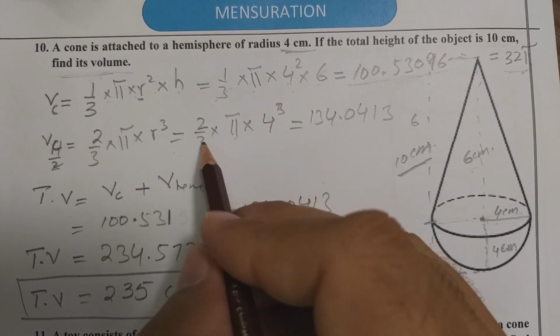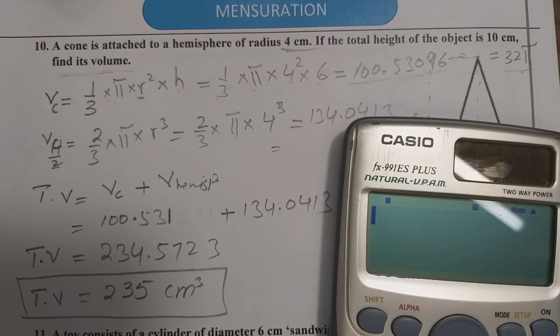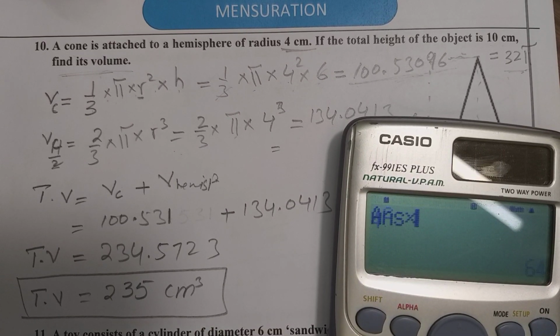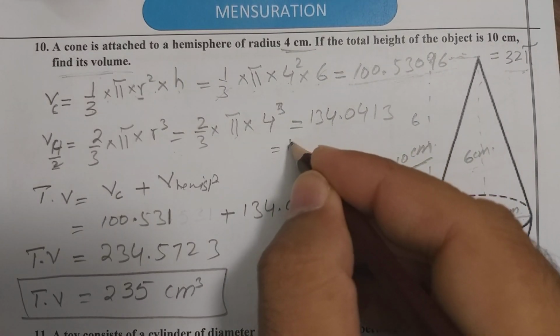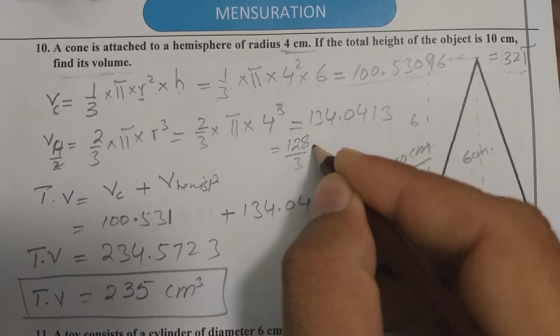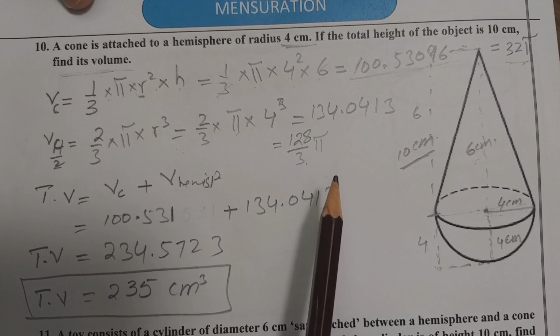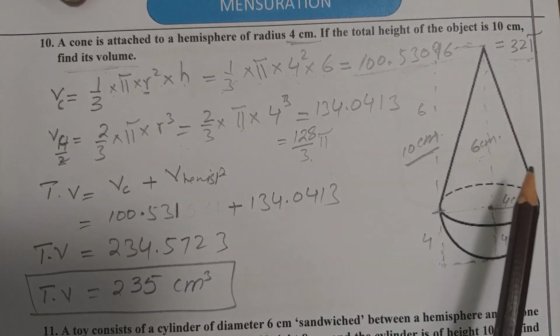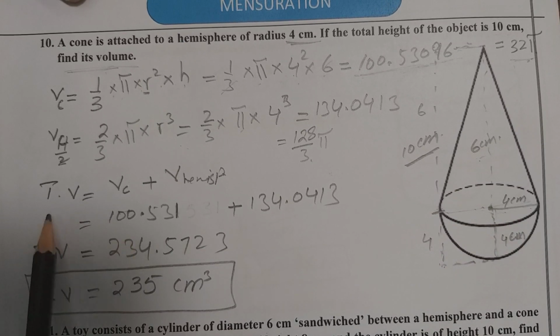So I'm just simplifying this also. It becomes 4 cube equals 64. So 64 times 2 becomes 128. So 128 over 3, I'm writing here 128 over 3 pi. Okay, so we are given these values. He said find the total volume. So add the volume of the cone and the volume of the hemisphere, and you find the total volume.